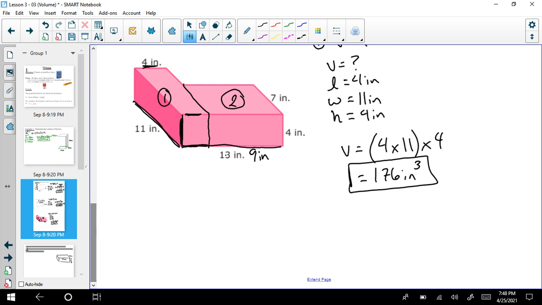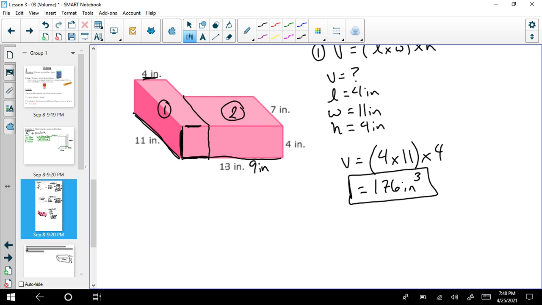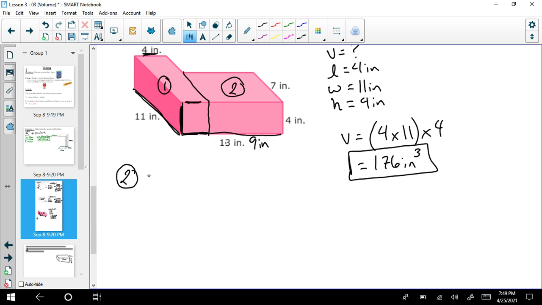And then I'm going to take a look at the second figure, the second one I cut up. So for number 2, I'm going to do the same thing. So my volume, I'm going to do length times width, because that's the area of my base, and then times height. So volume equals question mark. My length is going to be 9 inches. My width is going to be that 7 inches, so this would be my width on the bottom.